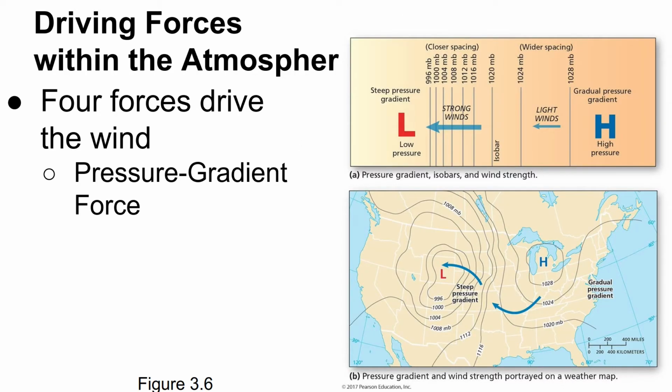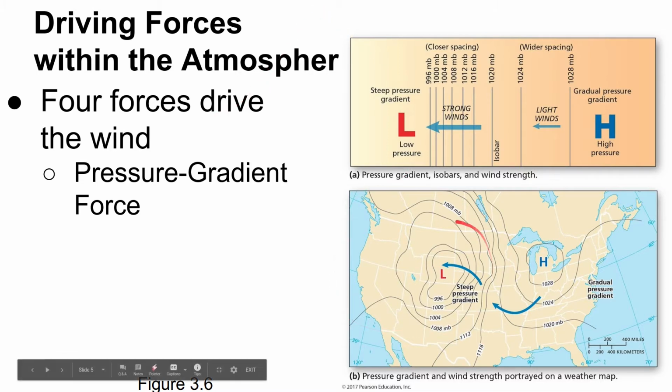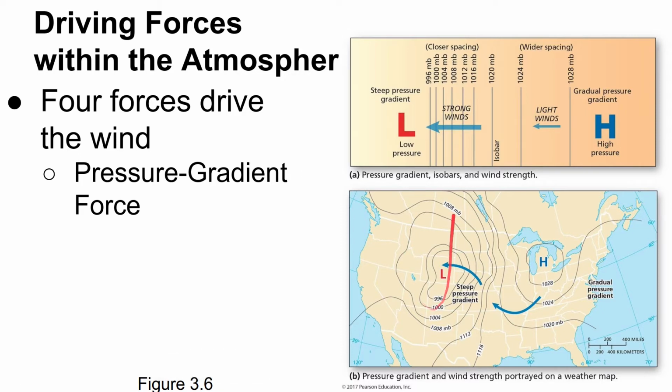So on maps of air pressure, these are isobars. Isobars are lines of equal air pressure. Where the lines are really close together, that's where we find the strongest wind speed, and where the lines are farther apart, that's where we have lighter or weaker winds, because there's less of a difference in pressure.